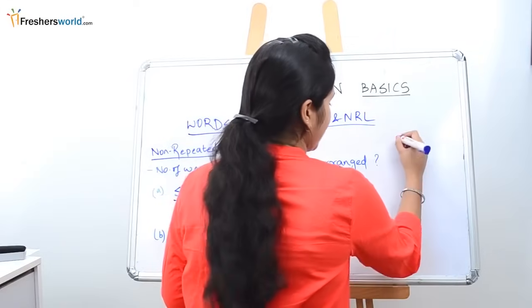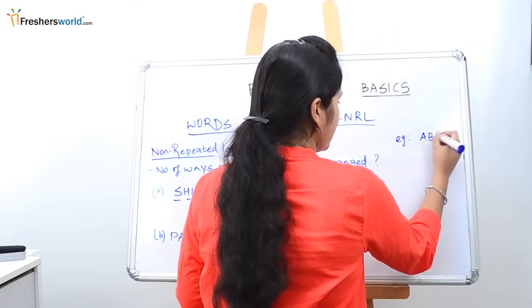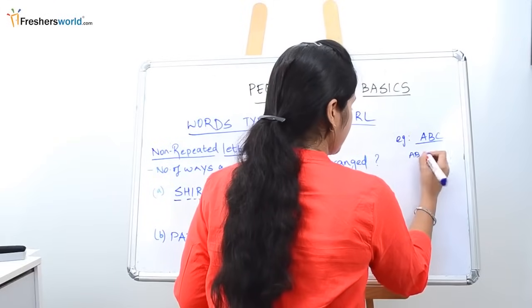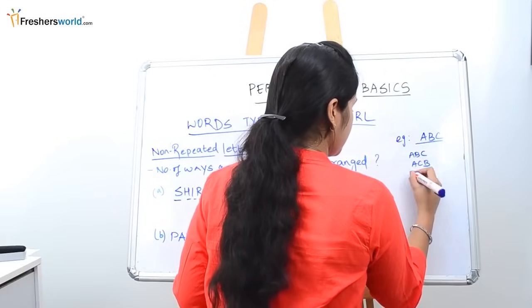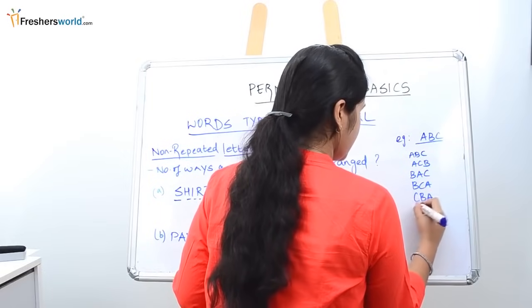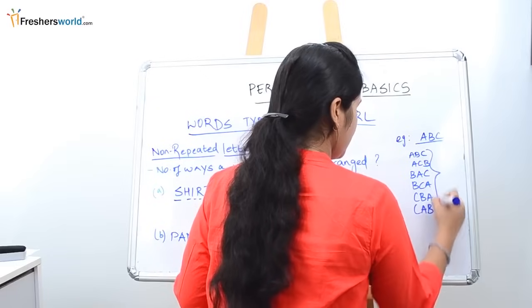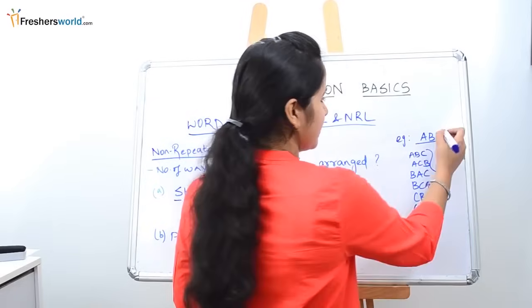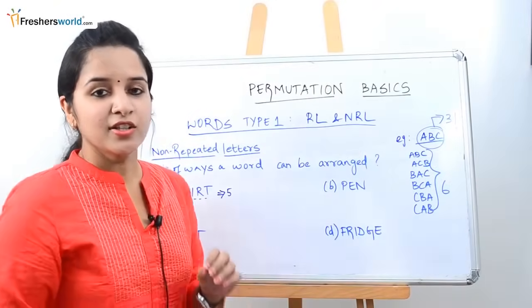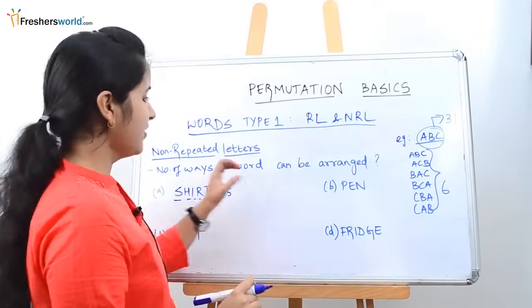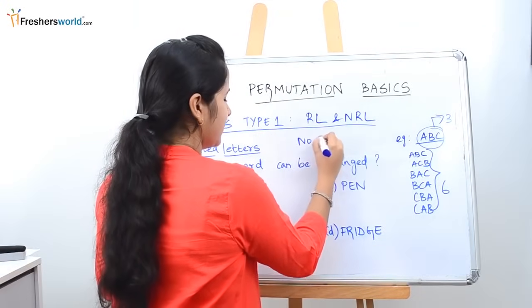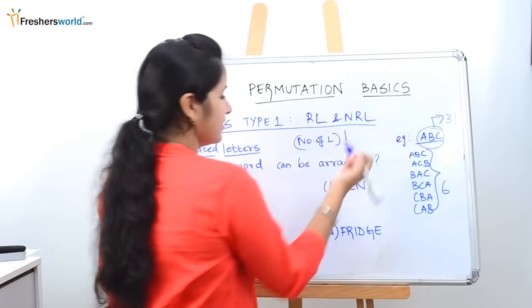Let me go through it again. Example, let's say ABC. How many ways can it be arranged? ABC, ACB, BAC, BCA, CBA, CAB, which is 6. What is 6? It is 3 factorial ways a word can be arranged. So when you are asked how many ways a word can be arranged, it is the number of letters in the word and then the factorial.